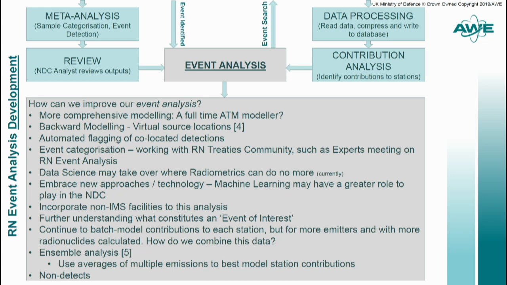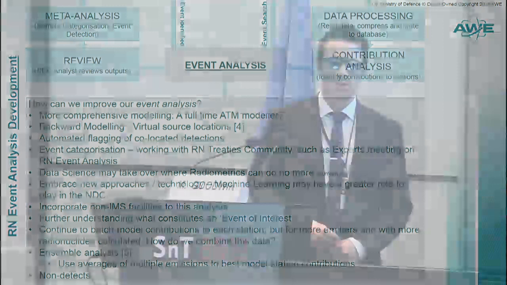So just going back to our pipeline and what we're trying to do. How can we improve our event analysis? Some ideas, these are the things we're talking about and hopefully going to be implementing. Maybe we need full-time ATM modelers to be constraining the emissions to these events. Virtual source locations was something that came out of a fruitful discussion with scientists at the Swedish NDC, looking at what if there are other locations that we're not considering. Automatic flagging of these things, event categorization, maybe embracing new technologies as well. Ensemble analysis was something that's been discussed in literature, so maybe we can combine some of our ATM simulations in this way to better fit the radionuclide data.